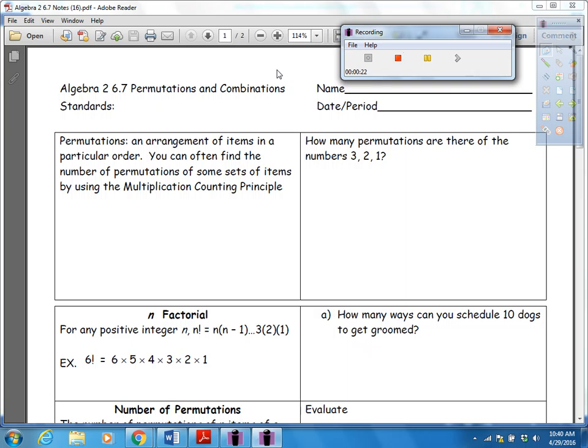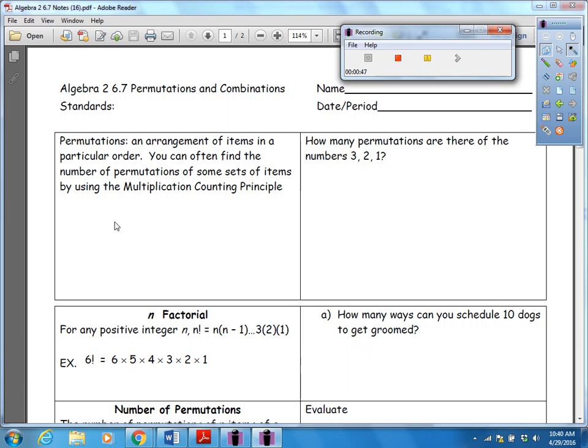Which is important to probability because the probability is the number of favorable outcomes over the number of possible outcomes. So if you don't know how many outcomes there could possibly be, then you can't find the probability. So we're going to use permutations and combinations today to find out the number of possible outcomes.